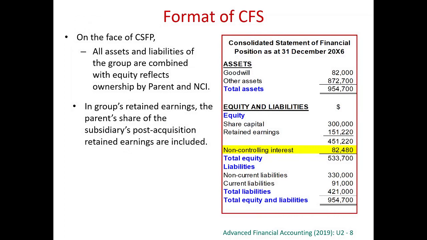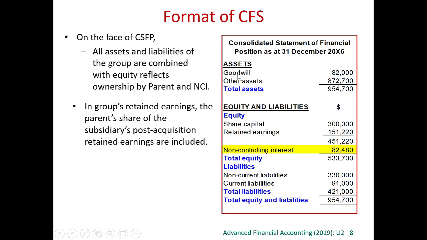Also, we prepare our consolidated statement of financial position. Just like the consolidated statement of profit and loss, income, expense, we add everything together. So actually assets and liabilities, we also add together. So these other assets include 100% of the other assets of the parent and 100% of the other assets of the subsidiary. And for the non-current liability and current liability, it is 100% of the parent's liability together with 100% of the subsidiary's liability.